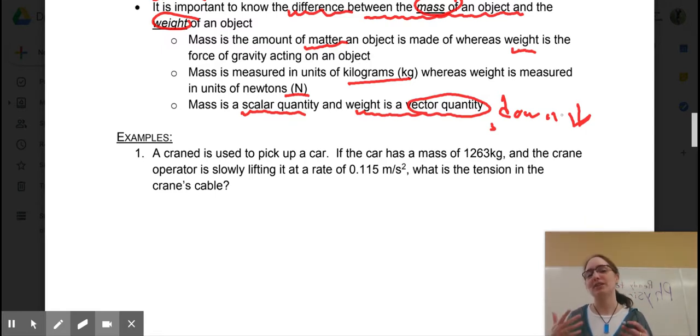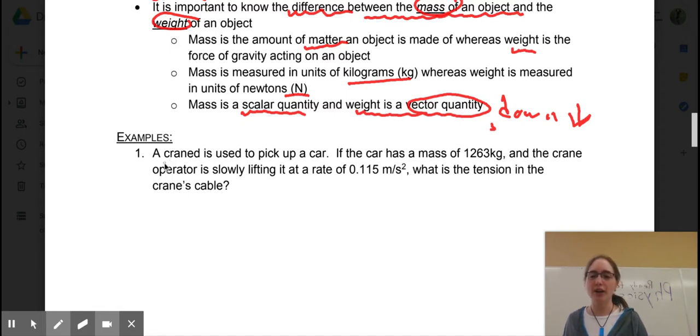You don't have to write the direction down beside weight, because if I say, what is the weight of something? Well, FG is always down. Weight is always down. So even though it's a vector, that's the only time you don't really have to write a force direction beside your vector, because weight's always down. Okay. All right. So let's look at an example here.